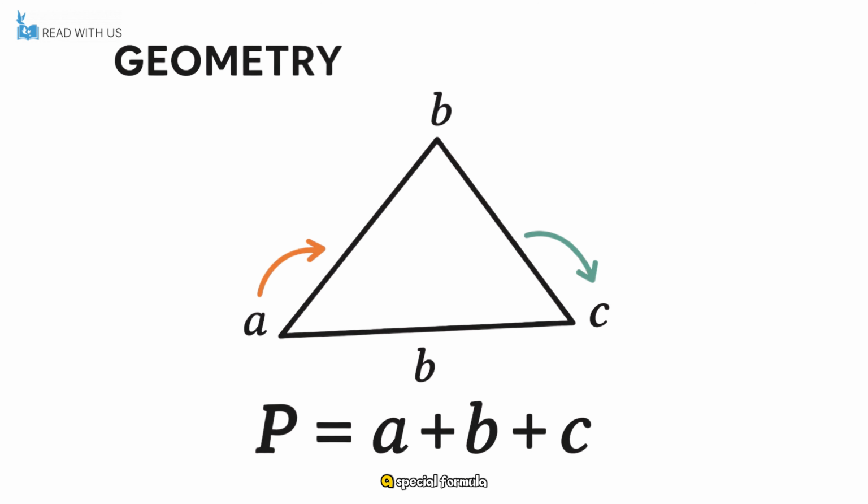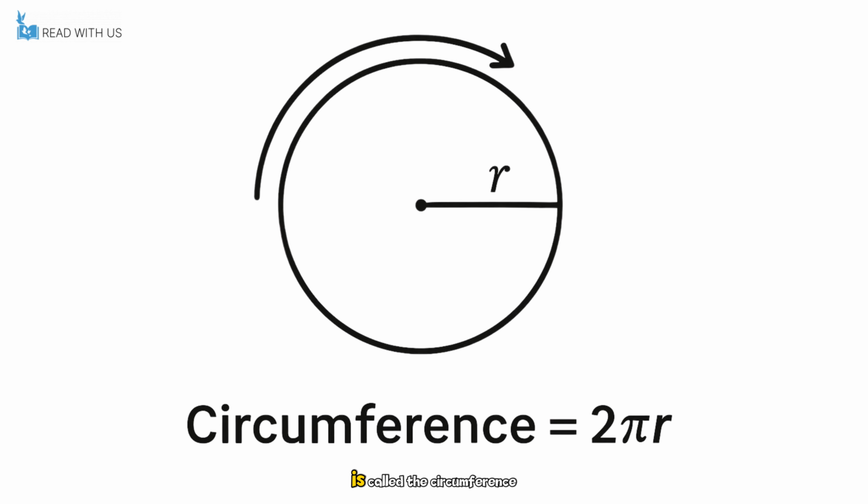For a circle, we use a special formula. The perimeter of a circle is called the circumference. Circumference is equal to 2πr, where r is the radius of the circle.